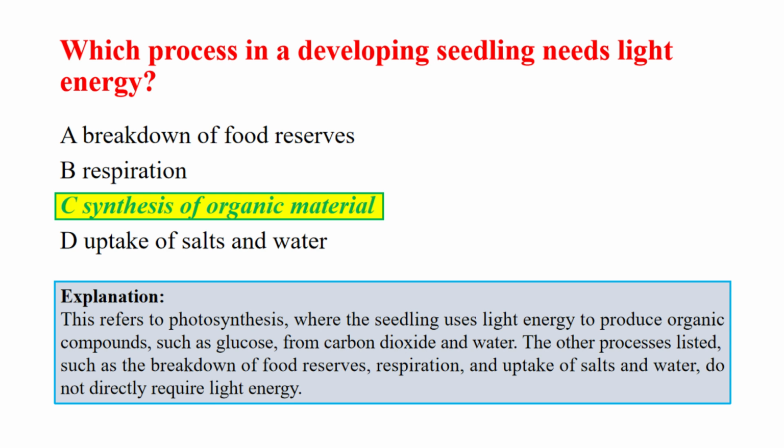The process referred to here is photosynthesis. This is when the seedling uses light energy to create organic compounds, like glucose, from carbon dioxide and water. Photosynthesis is essential for the seedling's growth and development as it produces the energy it needs to thrive. On the other hand, processes like the breakdown of food reserves, respiration, and the uptake of salts and water don't directly rely on light energy. They are vital for growth but aren't powered by light in the same way photosynthesis is. So, light plays a crucial role in helping the plant synthesize its own food.